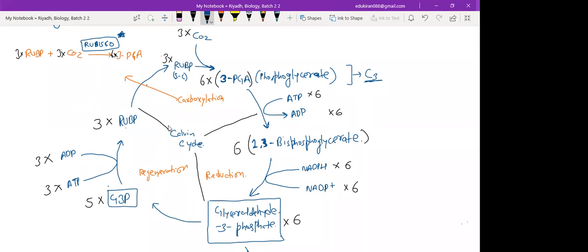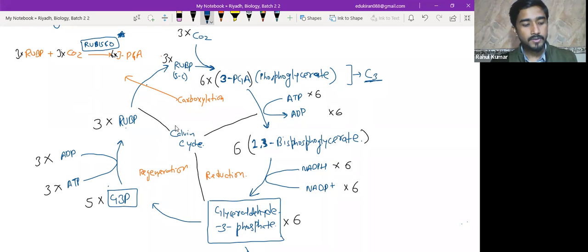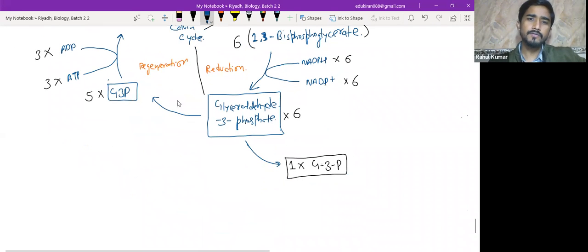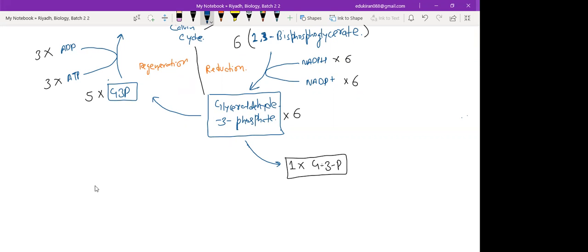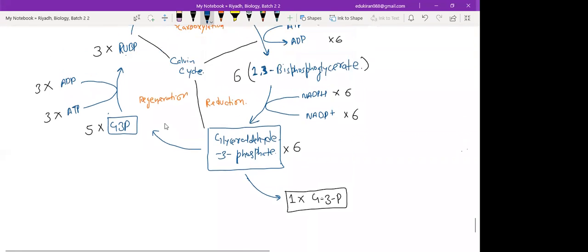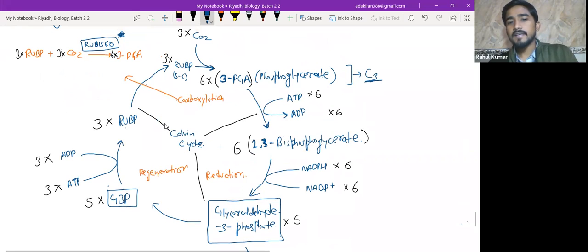Yes, sir. Now you have written carboxylation. I think you don't need to know the reactions for reduction and regeneration, because they are very structure heavy. Do you want me to give you the reactions for reduction and regeneration, or is it fine? Fine, sir. Okay, so this is the Calvin cycle.